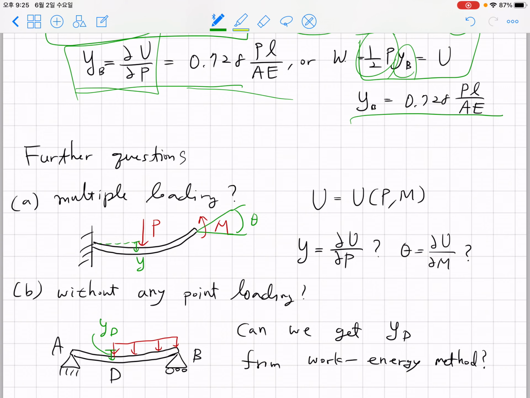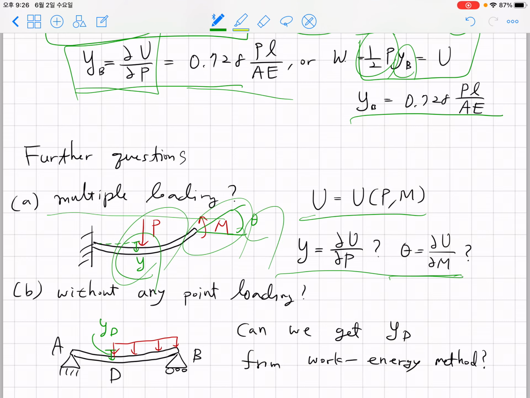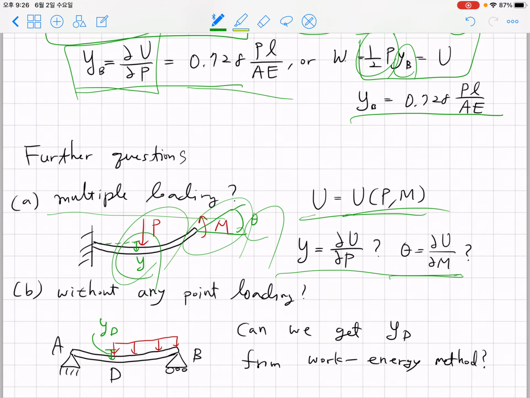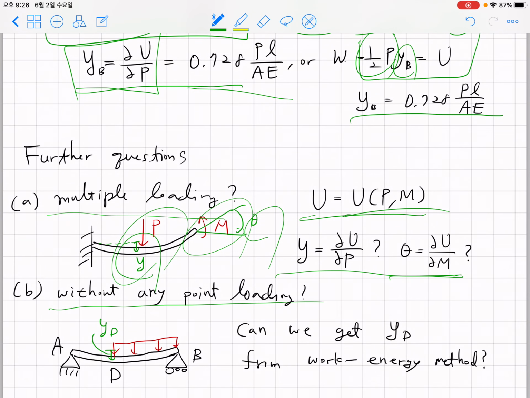and we can ask further questions as an extension of this. The first question I can ask is, how do we handle the multi-loading case? Like here, instead of the single loading, we can have a point force, or we can have an additional point moment. Then we can write down U as a function of P and M. Then can we obtain Y in terms of partial U over partial P? Can we obtain theta in terms of partial U over partial M, even though U is a function of both P and M?